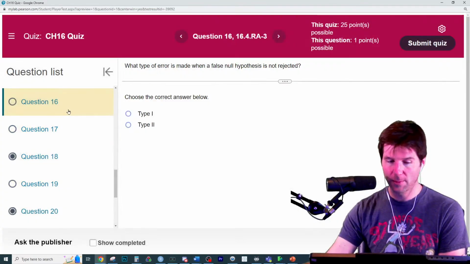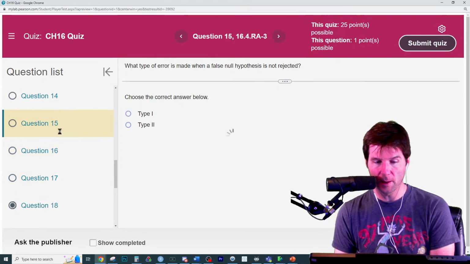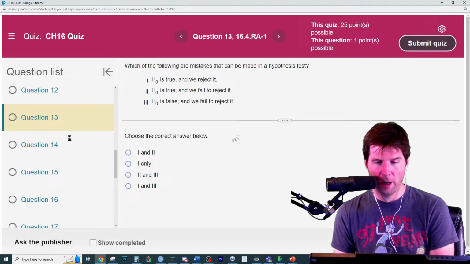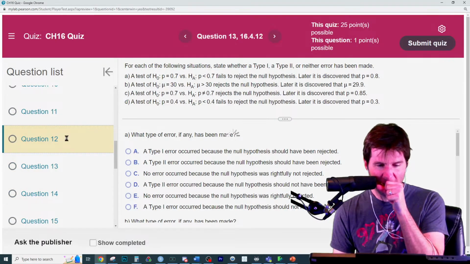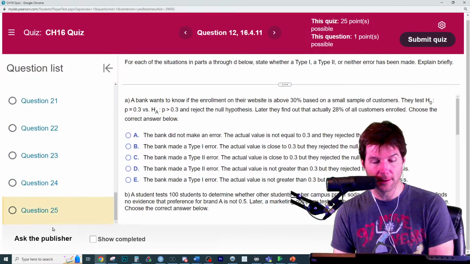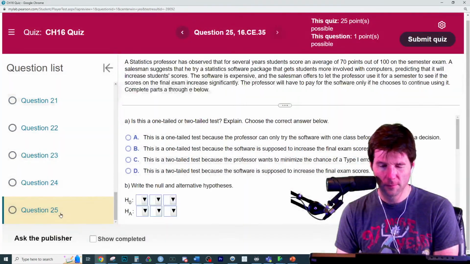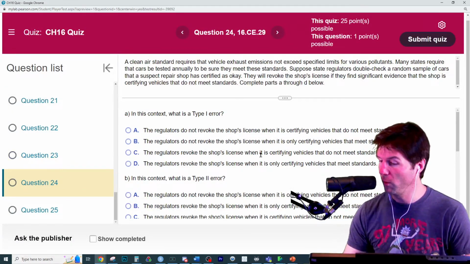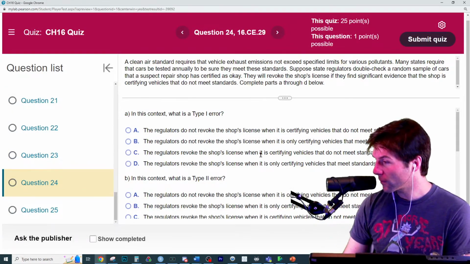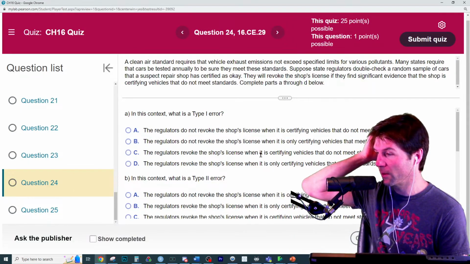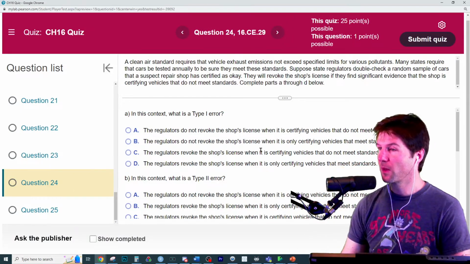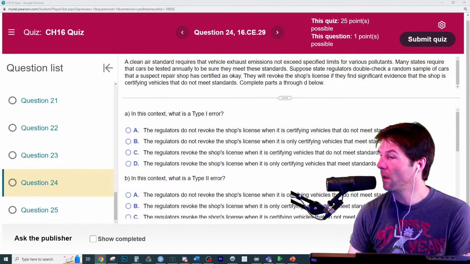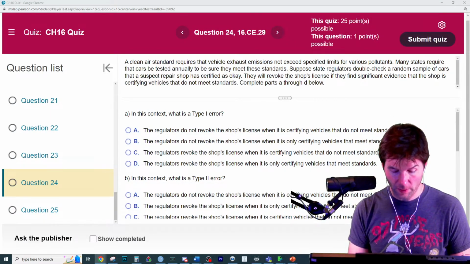A long time ago, I figured out that drawing that graphic right there really helps understand the topic. Type 1, type 2 error. We've done a lot of the biggest stuff here. Why am I so tired? The clean air standard, where is it? Aha. Oh, type 1, type 2 error. P-value less than alpha, reject. Yep. And so here we are with a clean air standard. We are rocking and rolling through the questions today.